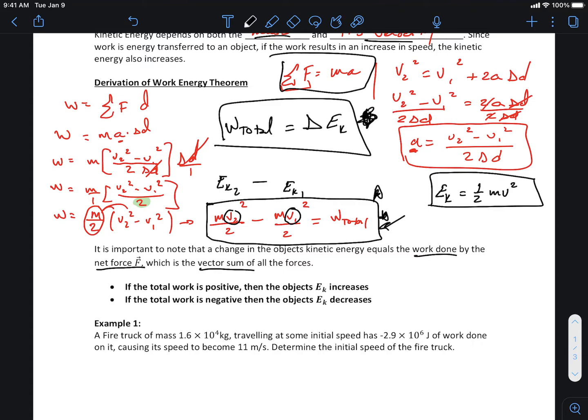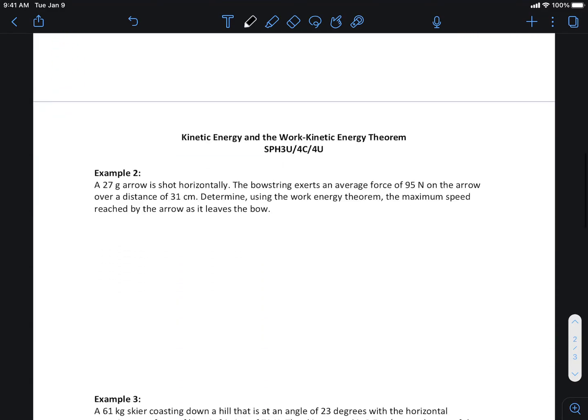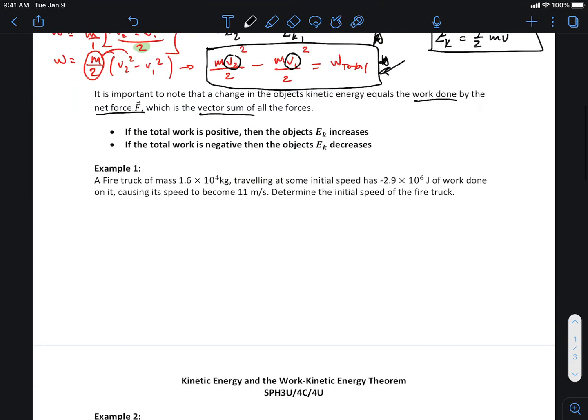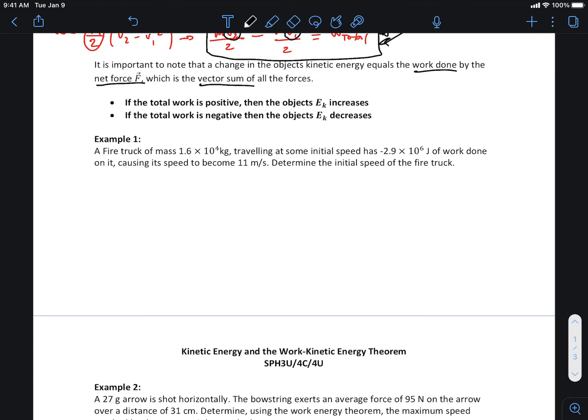Okay, and that kind of gets to this morning, whether or not the total work is acting in the positive or negative direction relative to the displacement. Okay, so if the work's negative, it's going to be working against the object, right? And so the kinetic energy or its velocity is going to decrease, right? And vice versa for when it's acting with it, it's going to increase. Okay, so let's just take a look at example 1 here. We've only got 3 examples. Not too long.